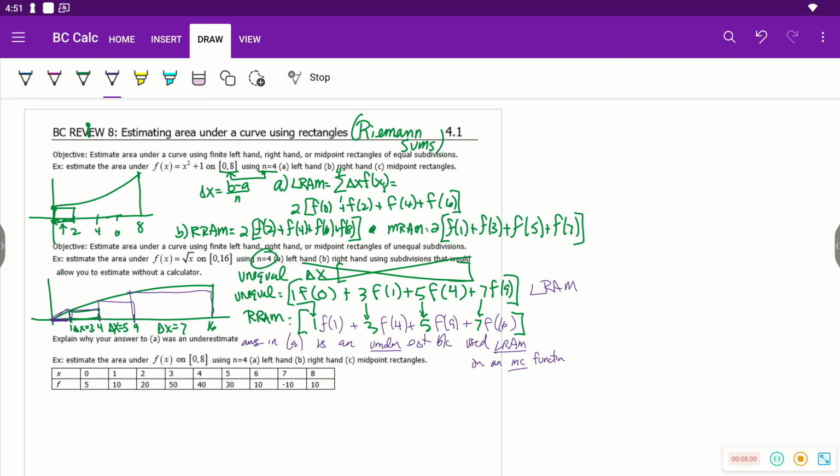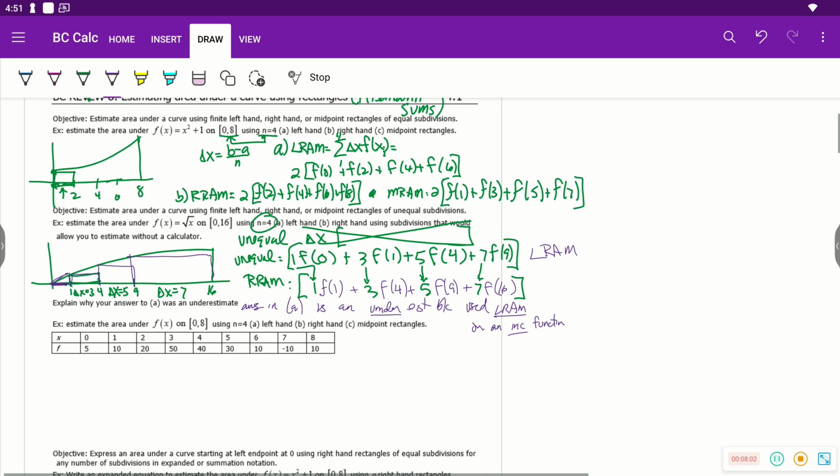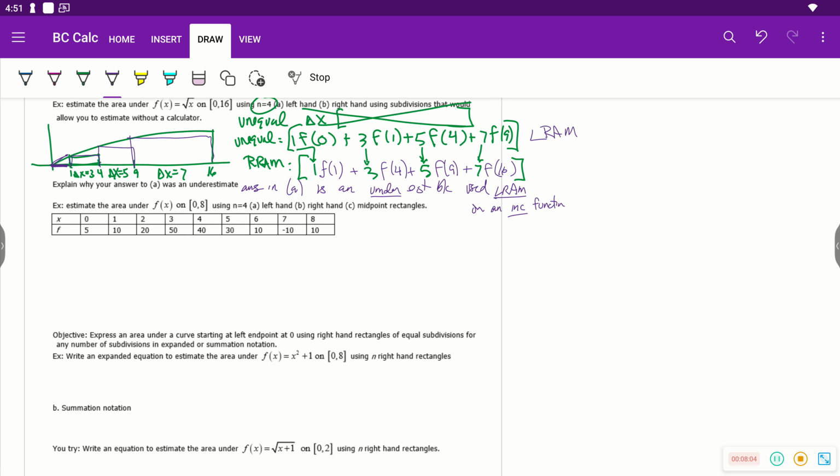If then I said, working from a table, estimate the area under this using 4 rectangles. And it doesn't say, but we're going to use equal subdivisions here. LRAM, RRAM, and MRAM. Again, just set them up, but don't worry about the answer. That's not important to me.